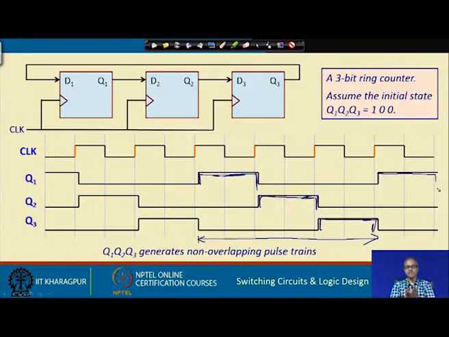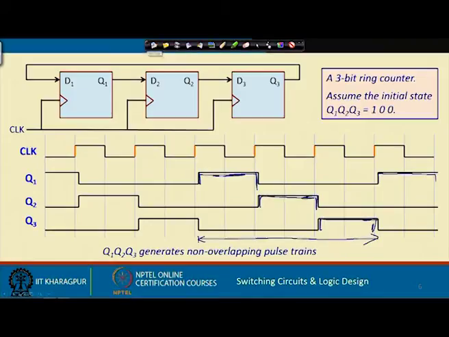In many applications we need something called multi-phase clocks, and using a ring counter we can very easily generate such multi-phase clocks. If you need a 4-phase clock, use a 4-bit ring counter and apply a clock of sufficiently high frequency, you will be generating the clocks from the 4 outputs. They will be shifted in phase, they will be non-overlapping.